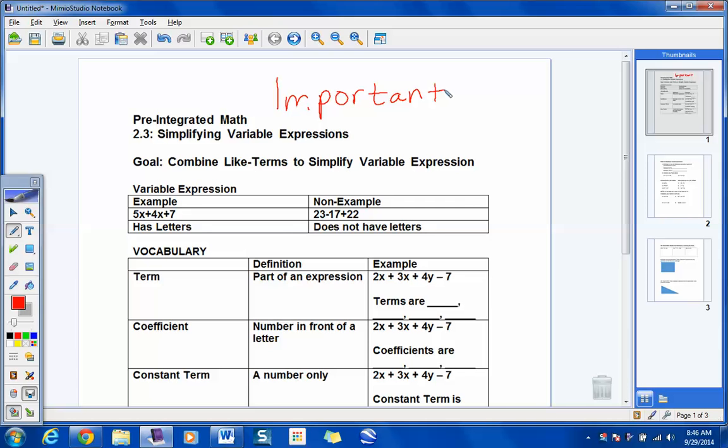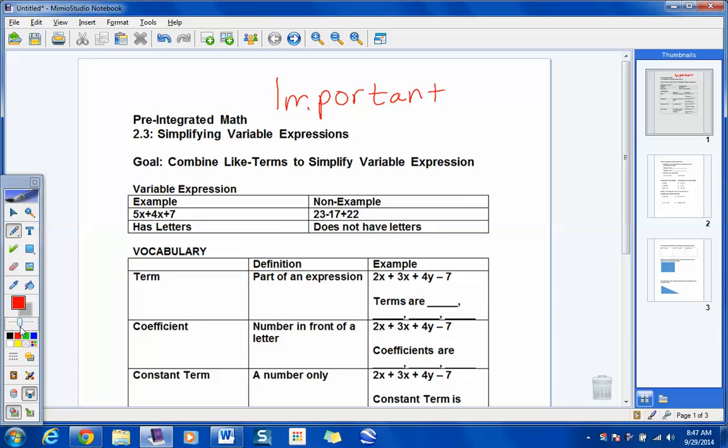Guys, we just got done talking about distributive property. We said distributive property is a way to write variable expressions, a way of writing variable expressions that are equivalent, one with parentheses, one without. So don't forget about that stuff as we move through this.